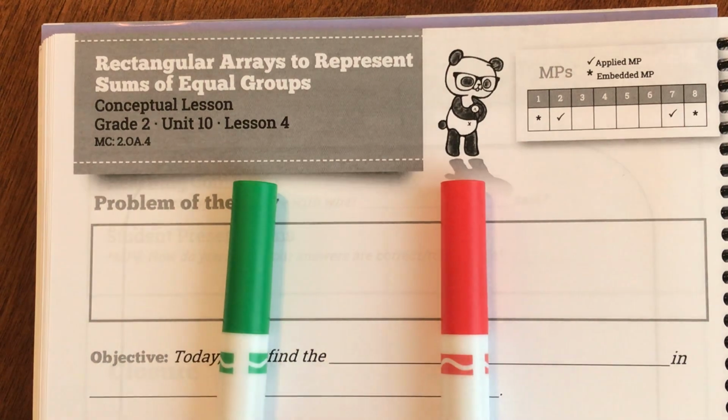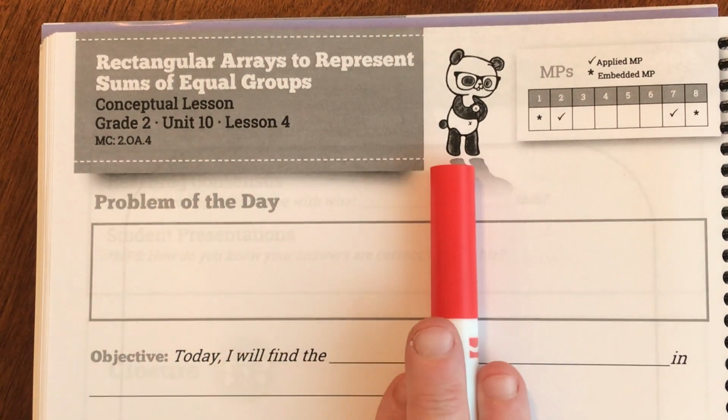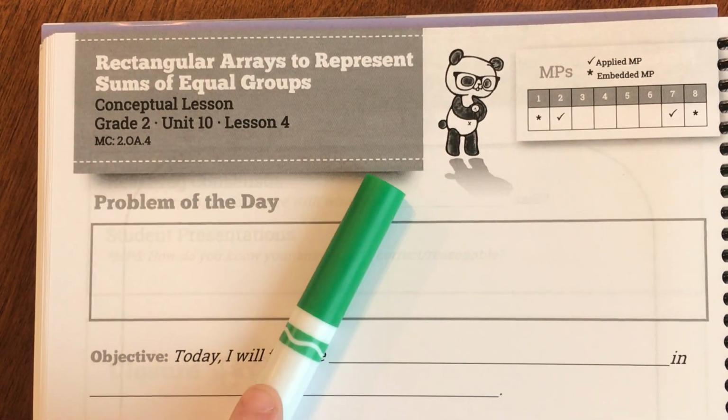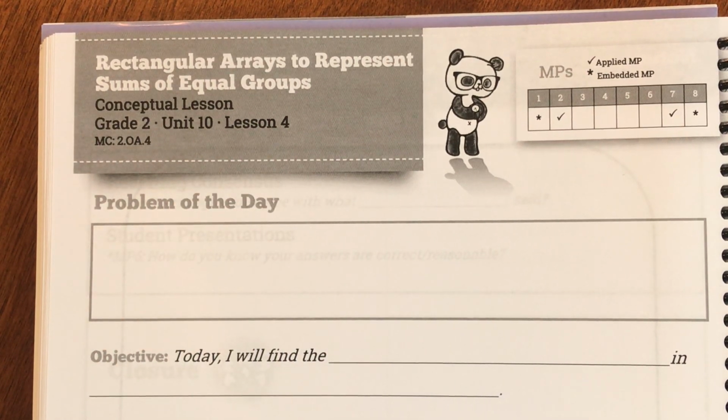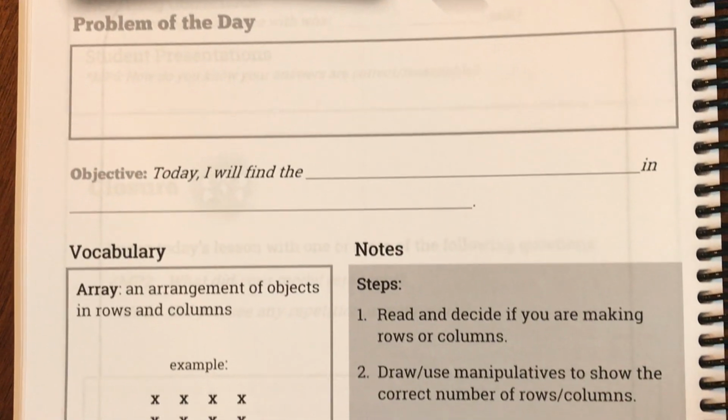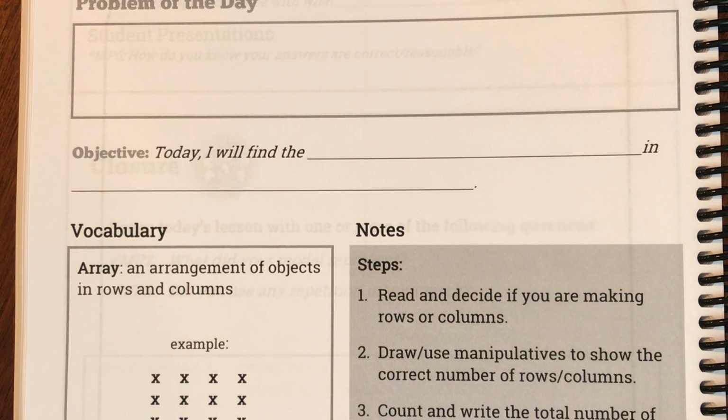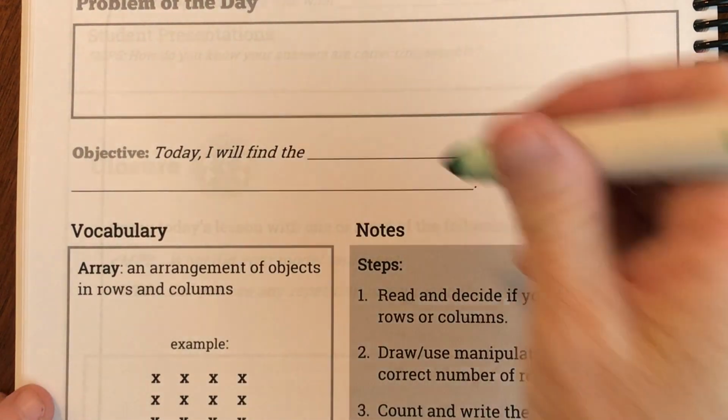Okay, we have our two colored markers. Quick reminder, stop and watch. Make sure you write everything I write. Go with me. Okay, today we are on page 65 in your student journal, page 65. And our goal today, or our objective for the day, is today I will find the sum.